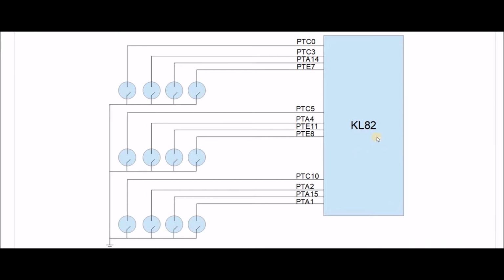Here we can see the circuit diagram. We have 12 buttons. Each of the buttons is grounded at one side and then is connected to the processor on an individual port input. The processor will have a pull-up connected so that it reads a 1 when there's no button being pressed, and it reads a 0 when a button has been pressed. These are the ports which we need to connect to. For example, port C bit 5, port A bit 4, etc.